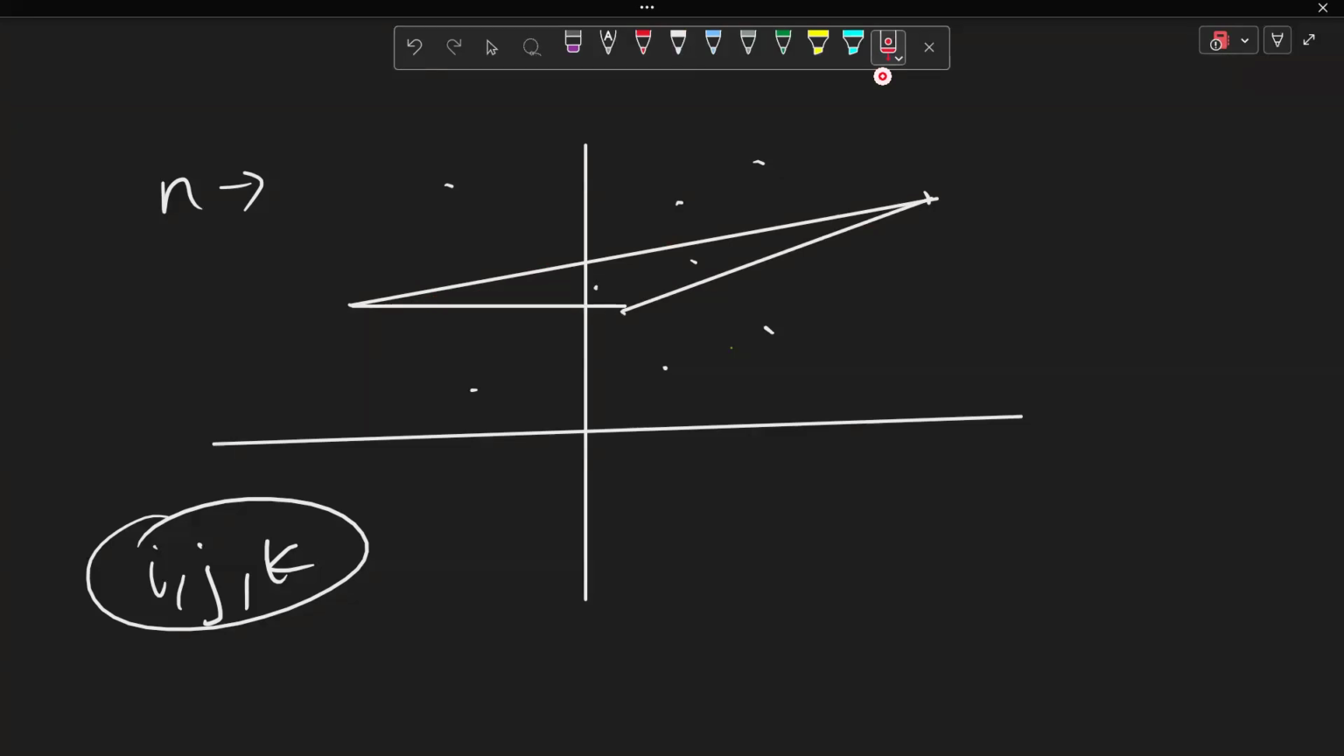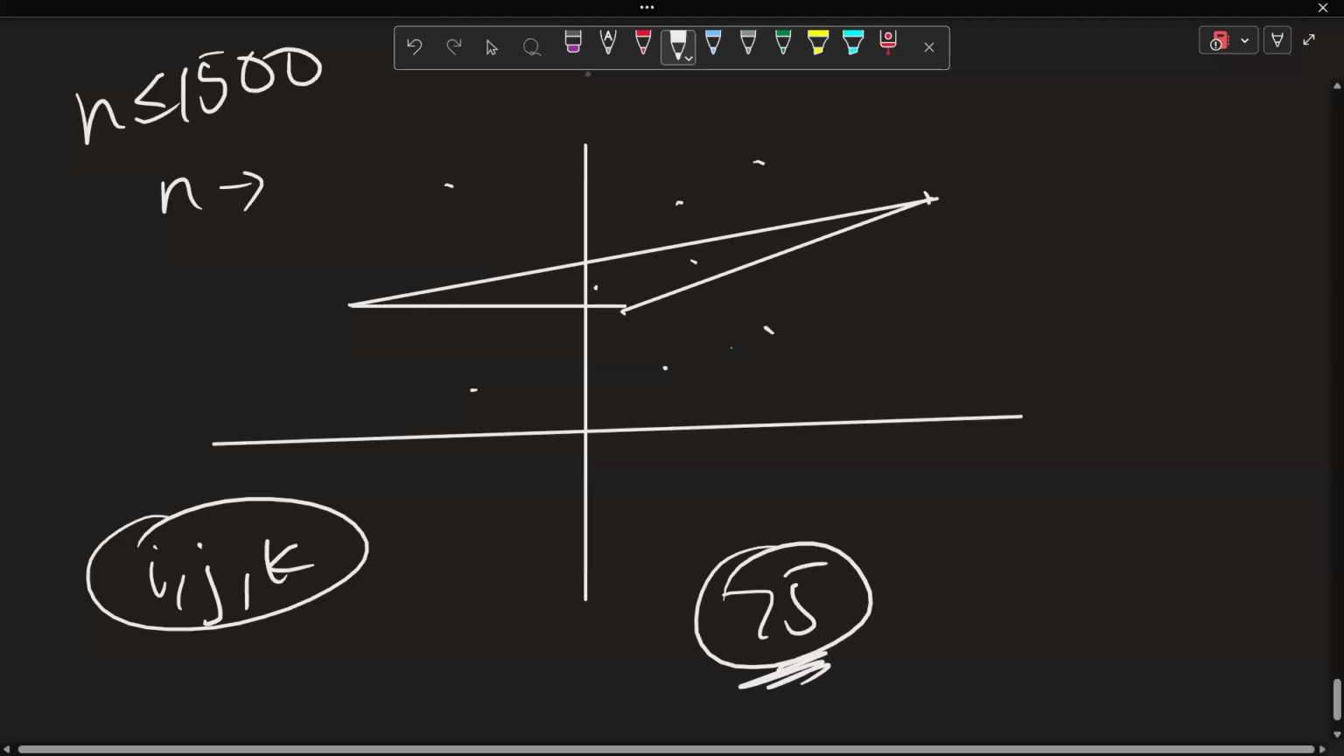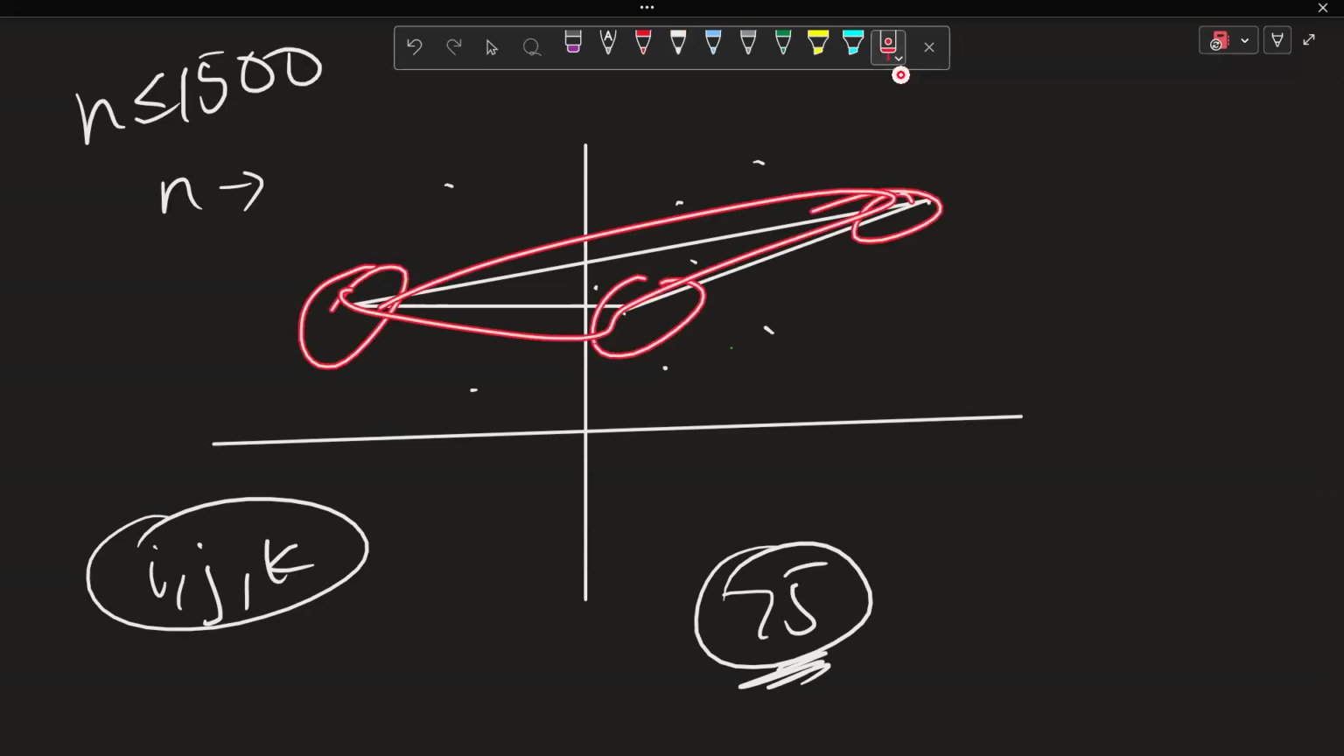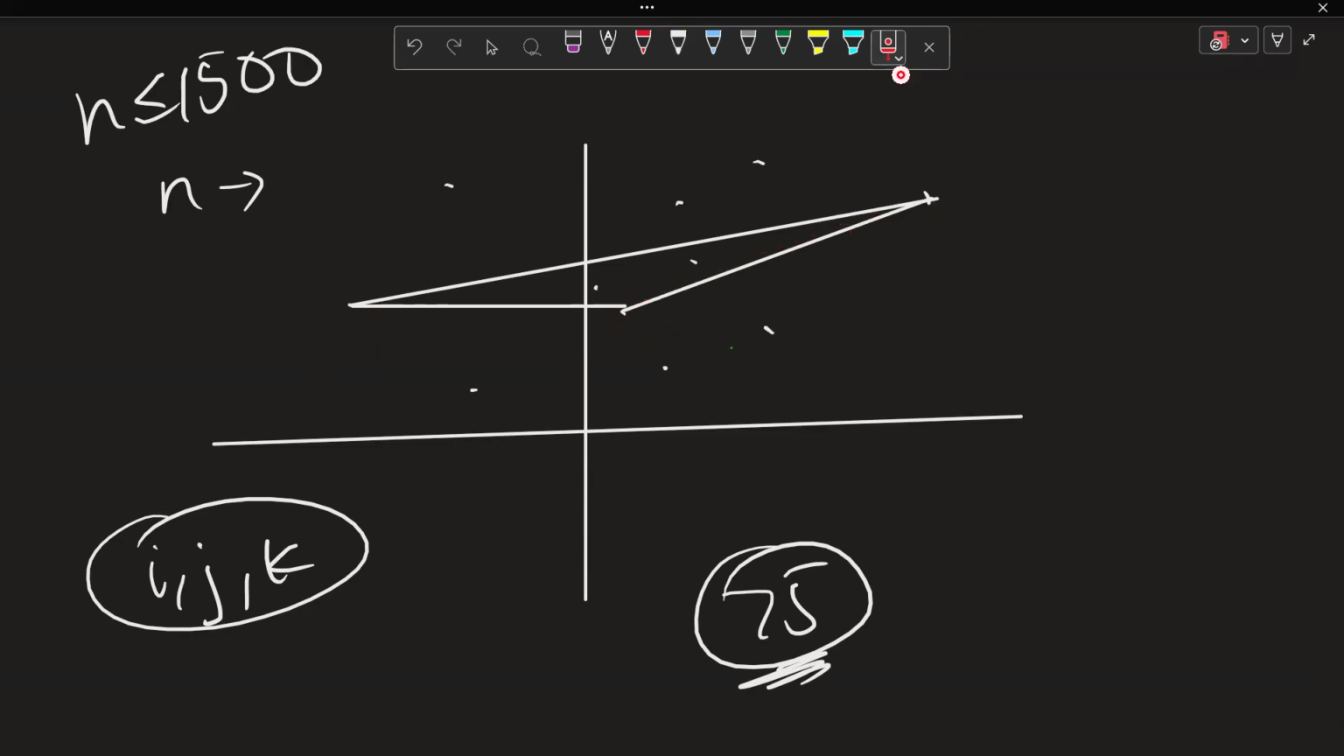Then you can make another query. In 75 queries, where n was up to 1500, at max 75 queries, you need to find such 3 points so that the triangle formed by them does not contain any point.